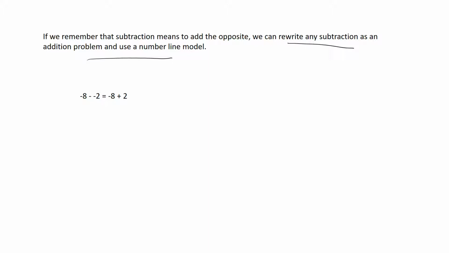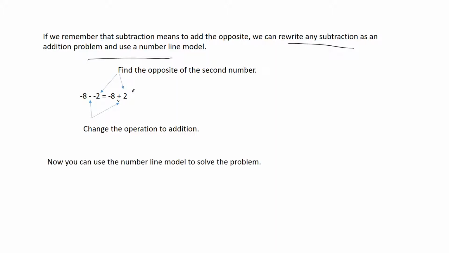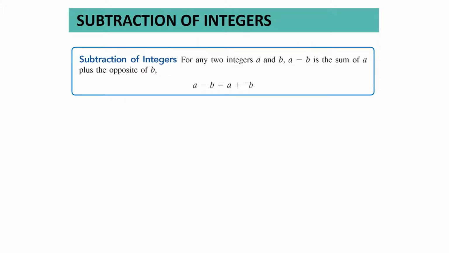Okay, so I have -8 minus a -2. But if I rewrite this, I find the opposite of the -2, and I get +2. And then I have to also change the subtraction to addition. So I'm adding the opposite. So we found the opposite, and we changed the subtraction operation to addition, and then you could use the number line.